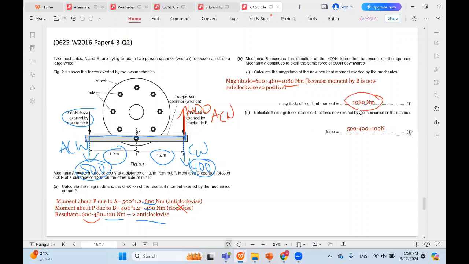Calculate the magnitude of the resultant force now exerted by the mechanics on the spanner. So the resultant force is F up minus F down or F down minus F up. We don't care about the direction, they just want the magnitude. So you have 500 down and you have 400 up. So you subtract them together and then you get 100 newtons as the resultant force.